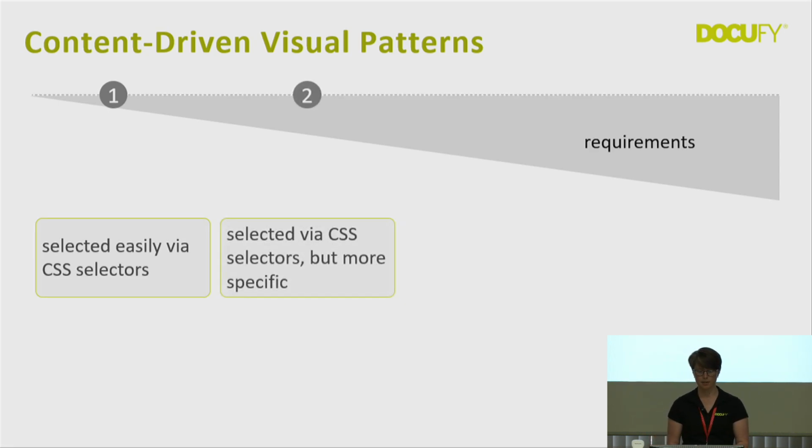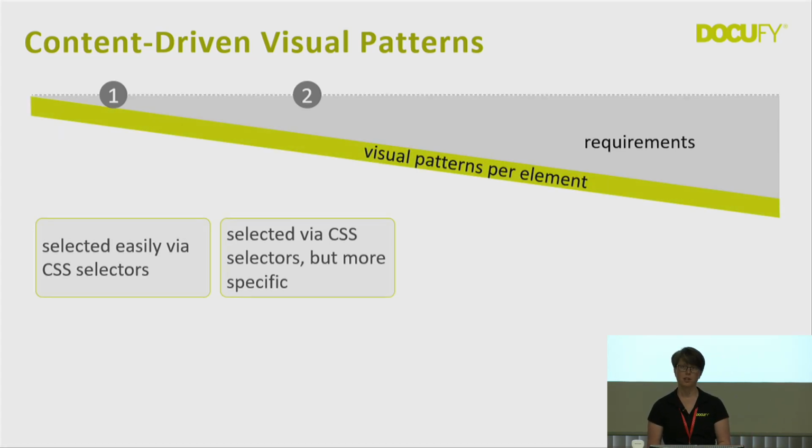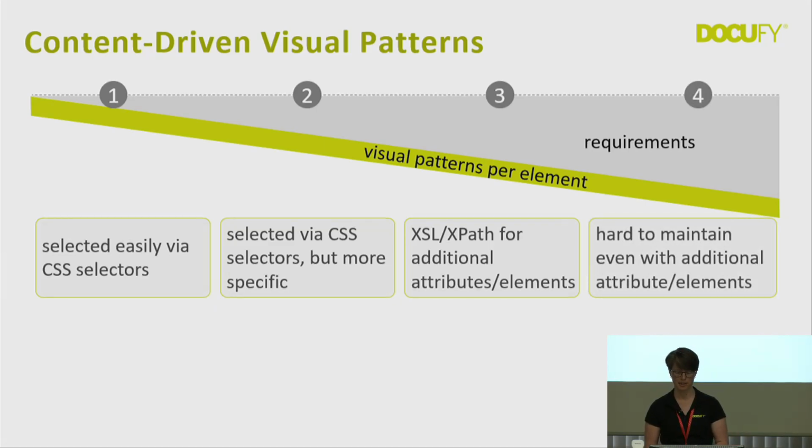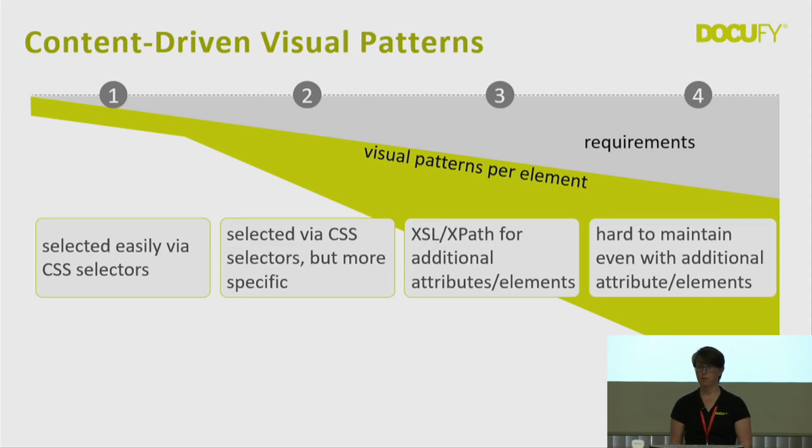At the next stage, they will still be selectable, but tend to be more specific. What is important to notice is that visual patterns existed from the start, but because one visual pattern was one semantic element, it was less obvious. At the next stage, by adding attributes, this is the only way to select the element, because CSS selectors are no longer enough. And on the last part, even that becomes hard to maintain, because what's actually happening is that visual patterns are increasing, even if you don't link them, they're just there.